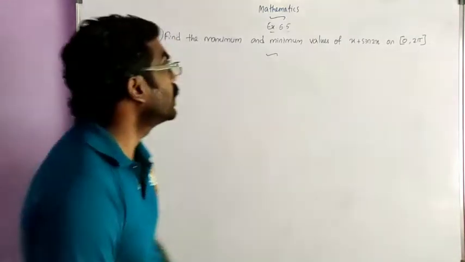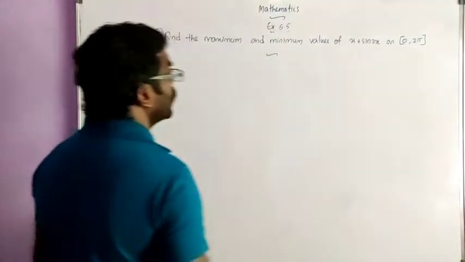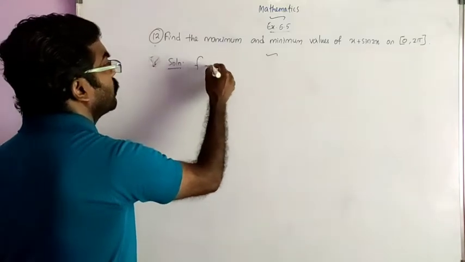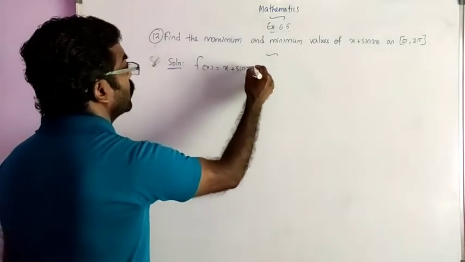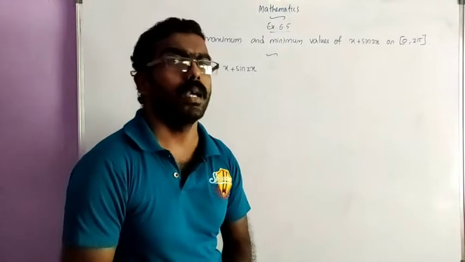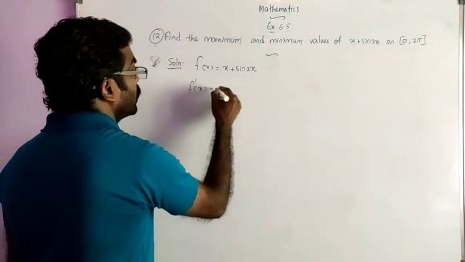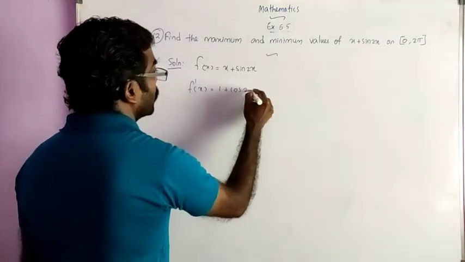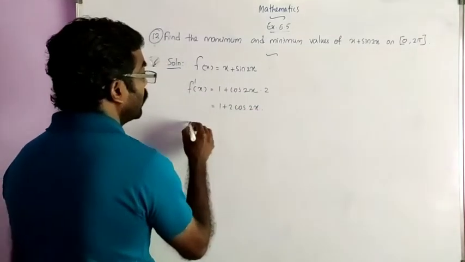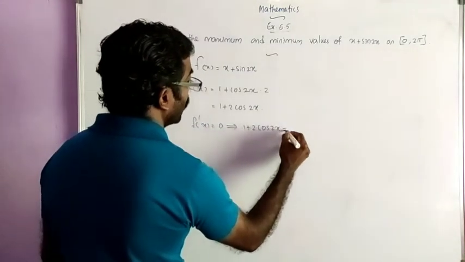Now the next question is, find the maximum and minimum values of x plus sin 2x on the closed interval 0, 2 pi. So let the function be f of x, which is equal to x plus sin 2x. So here the maximum and minimum values in a closed interval means absolute maximum and absolute minimum. Okay, that we have to find out. So for that, first we find f dash of x, 1 plus cos 2x into 2, or 1 plus 2 cos 2x. f dash of x equal to 0 implies 1 plus 2 cos 2x is equal to 0.